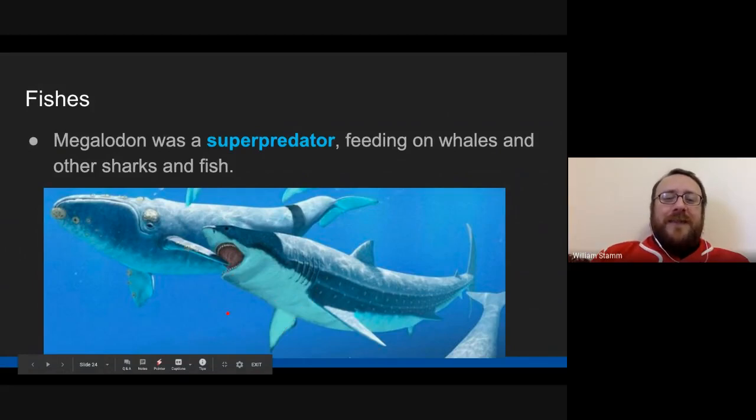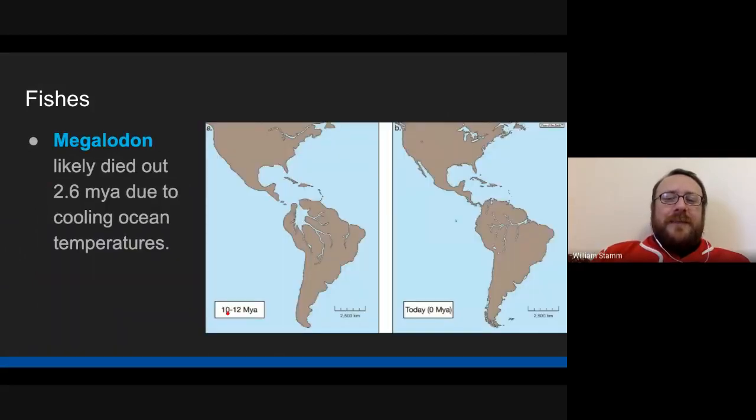We have fossil evidence for this, but unfortunately, it died out about 2.6 million years ago, probably due to ocean cooling. The temperatures dropped, and that was not good for megalodon. And the ocean was a little bit different back then. Obviously, South America was a little bit more water, and that's where we find some megalodon species.